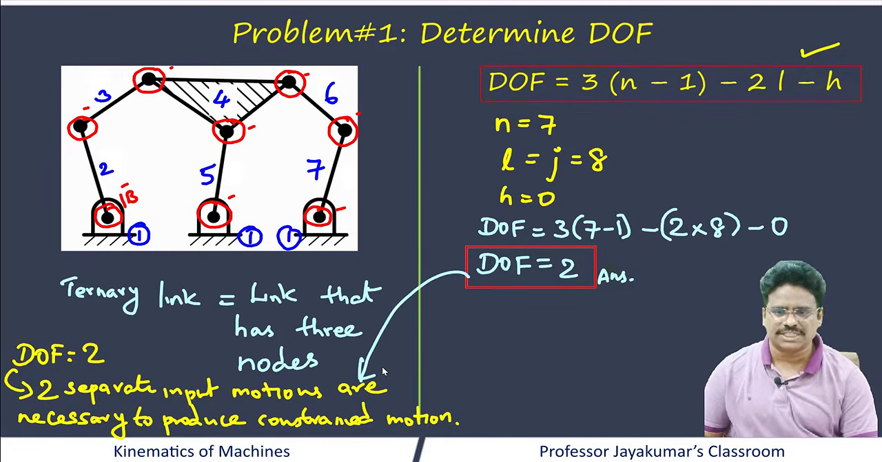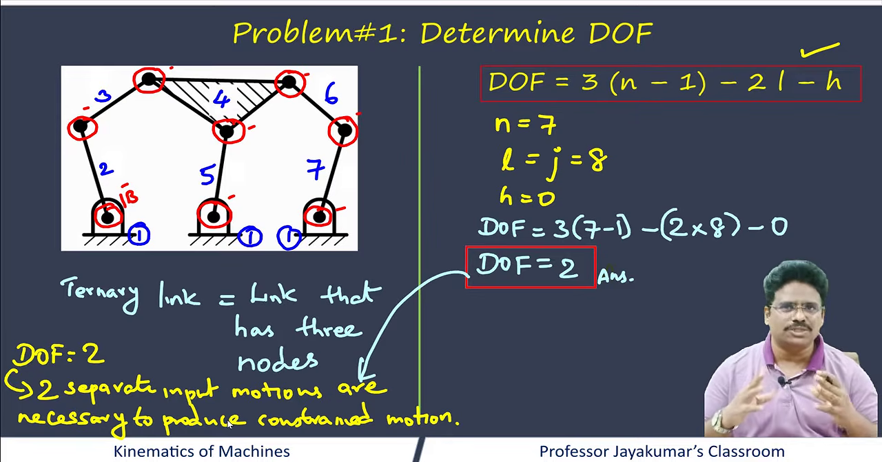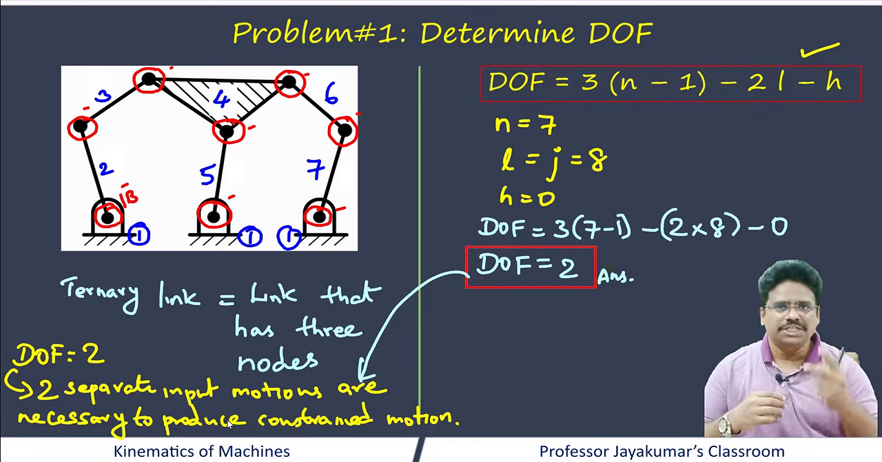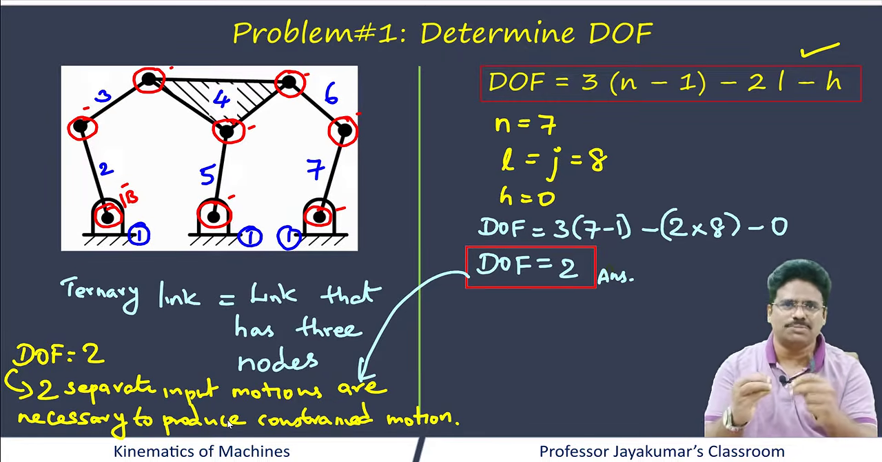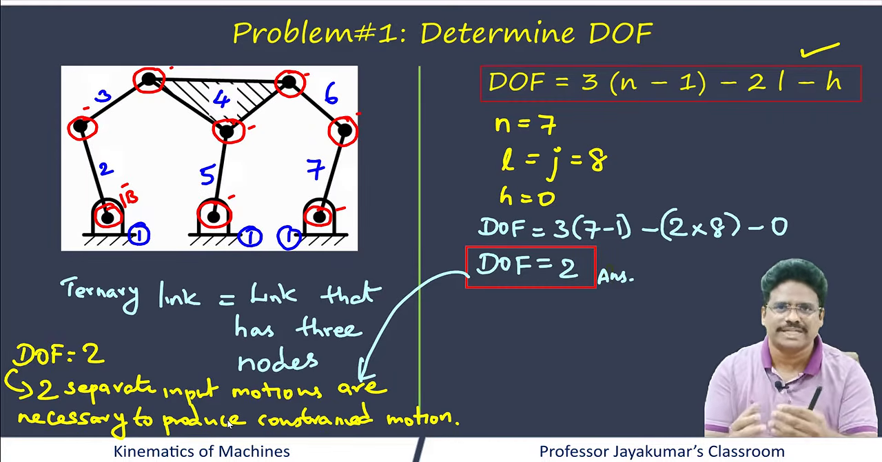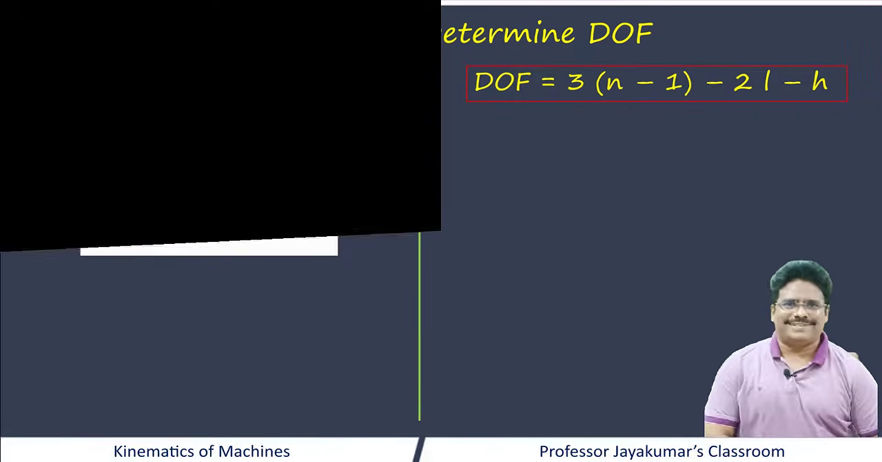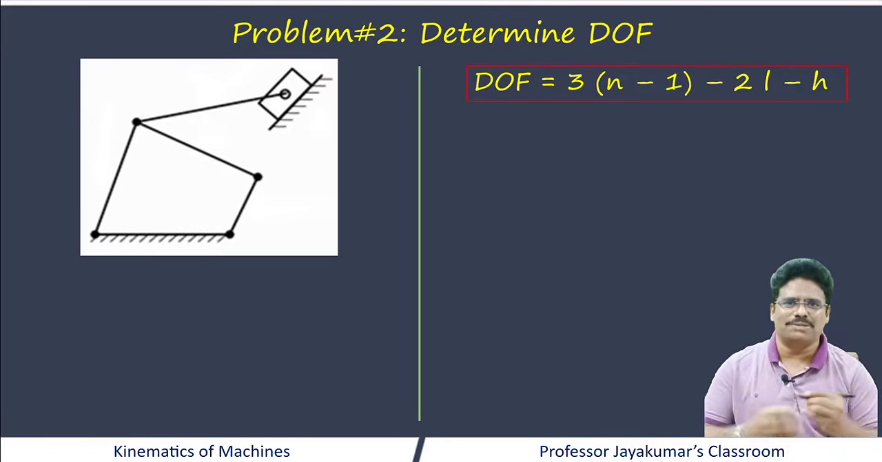What it indicates? The degrees of freedom is equal to 2 implies that we need two separate inputs that are to be given to this particular mechanism. Then only we will be getting constrained motion from this mechanism. Clear? Right, let us solve numerical problem number 2.